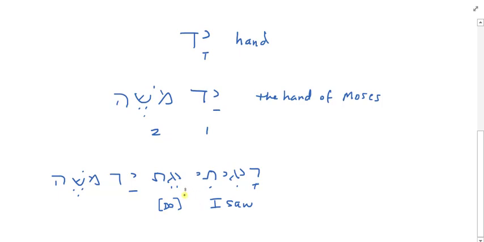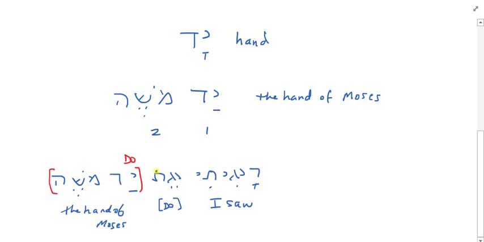That's definite. And then notice that Yad Moshe is a construct chain, so I need to hold these two together as a single unit, and together they form the direct object, right? So even though there's two words, they both function as a single unit. So I saw the hand of Moses. Okay? We are not going to separate anything here. We need to keep them together in our translation.